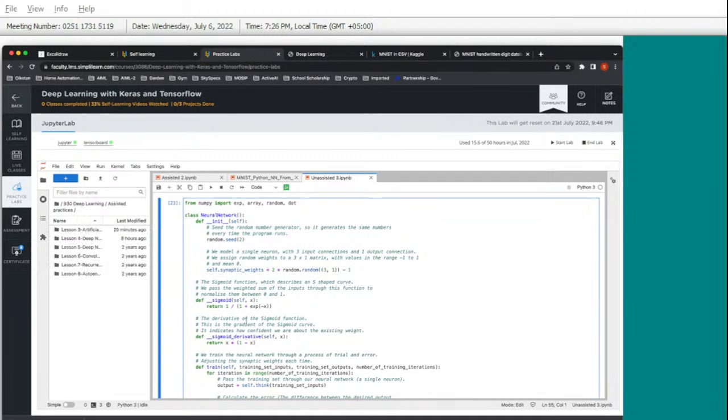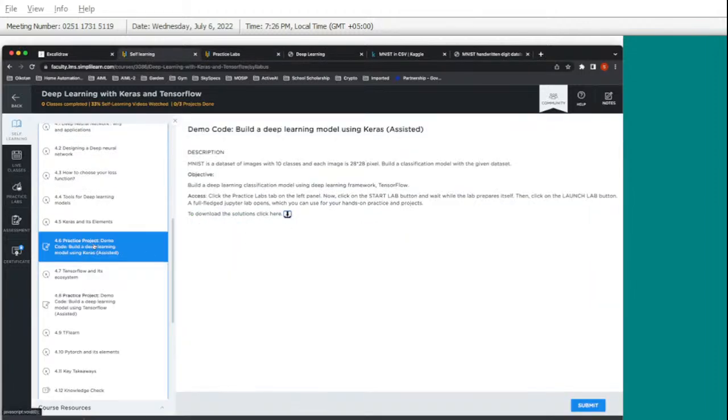This Jupyter Lab notebook stays for 15-20 days on inactivity. If you continuously activate it, you can use it for a longer duration as well. Okay. So please download it. 4.6 is your assisted practice. We will go through this tomorrow.